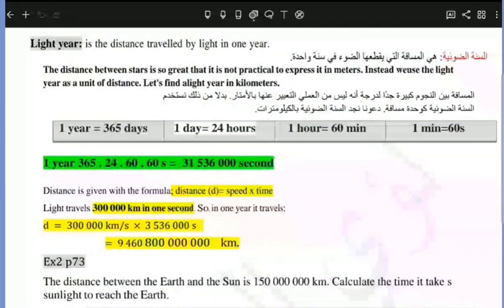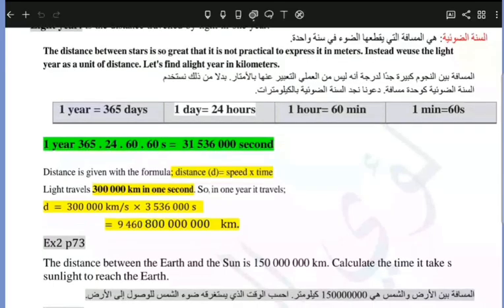1 year is equal to 365 days. One day is equal to 24 hours, and 1 hour is equal to 60 minutes, and 1 minute is equal to 60 seconds. When we multiply these numbers, we have 31,536,000 seconds. This is the time of 1 year, the time the light travels in 1 year. The law used in this case: distance equals speed times time. This is the law used for calculating with the speed of light.